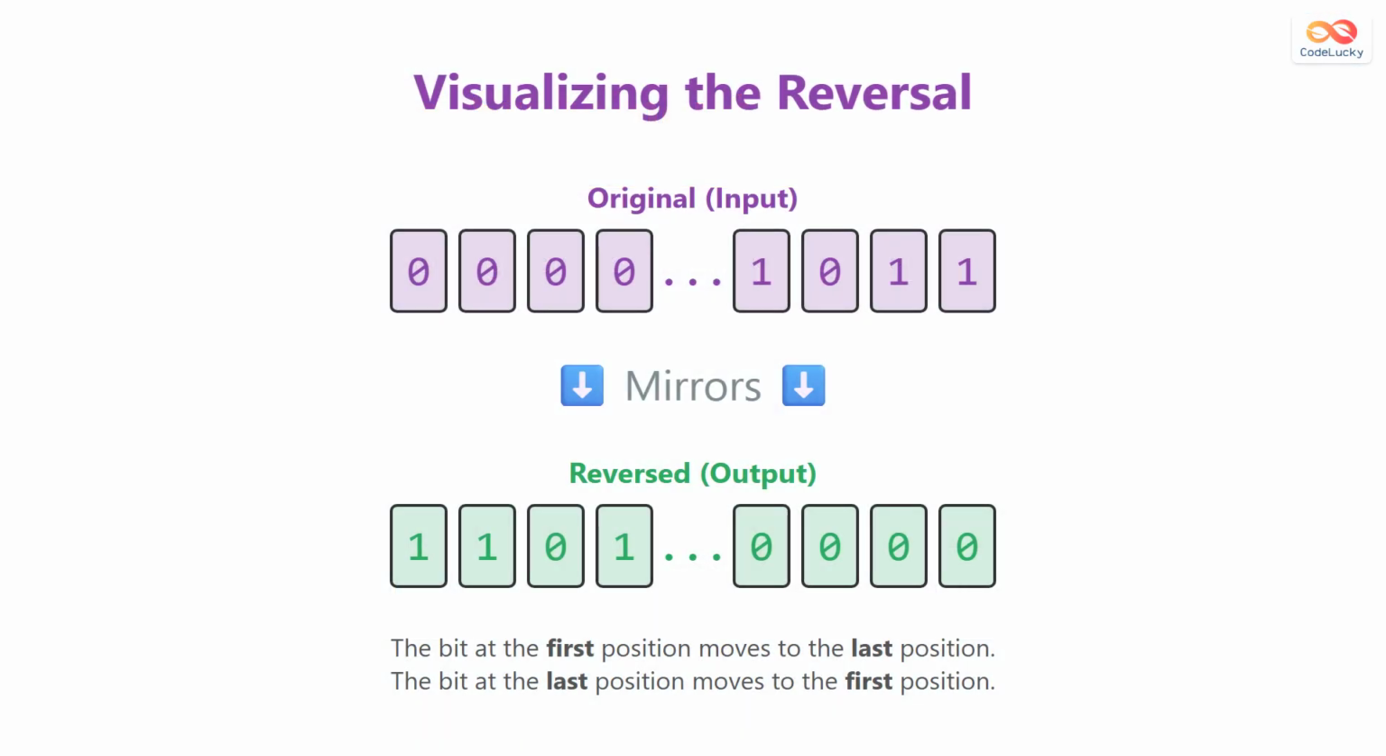Let's visualize this. Imagine the bits laid out in a row. The bit at the very first position needs to move to the very last position. The second bit moves to the second to last position, and so on. It is a complete mirror image of the original binary string.